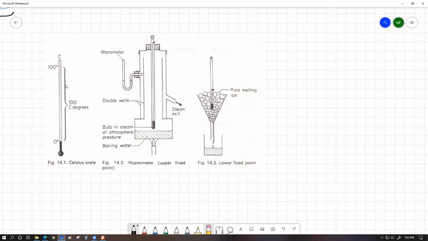Okay. So this whole process of marking the ice point and steam point on a thermometer, and then dividing the whole space in between into equal spaces, is what we call calibration. To use a device, we have to have calibration. A device is not usable unless it has calibration.